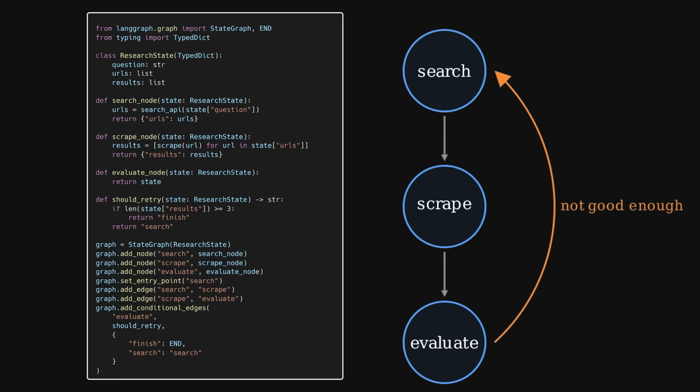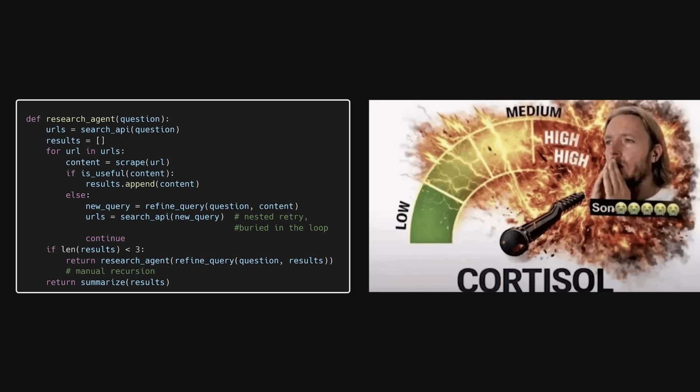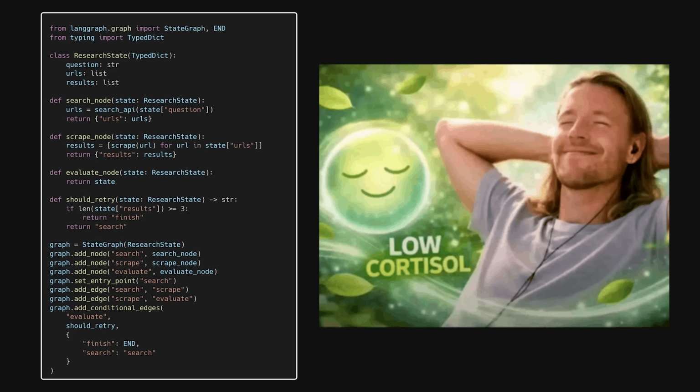That edge I just drew back from evaluate to search is what we call a conditional edge, and it's the mechanism that makes LangGraph different from a normal LangChain call. Instead of every step leading to exactly one next step, a conditional edge runs a small router function that looks at the current state and decides where to send the agent next. Maybe the evaluation was good enough, so it routes to finish. Maybe it wasn't, so it routes back to search with a refined query. This is the same branching decision you'd usually bury in an if-else block, except now it's a first-class part of the graph's structure.